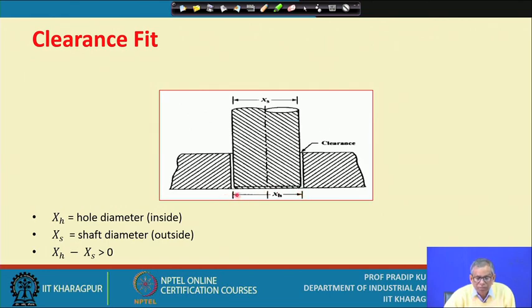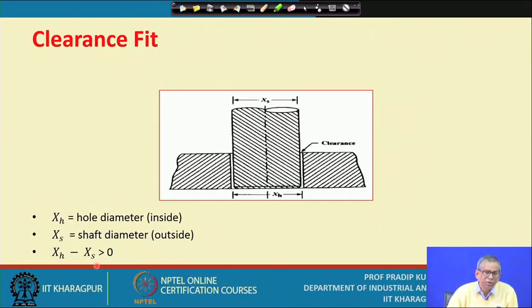That means this is the inside diameter of the bearing. So XH is the hole diameter. Why have we used X? Because you are producing such bearings in large numbers, so obviously they are considered a random variable. That's why you use this notation XH. So, hole diameter inside. And what is the shaft? The shaft is also being produced in large numbers, so XS is also a random variable. XS is the shaft diameter, that is the outside diameter.